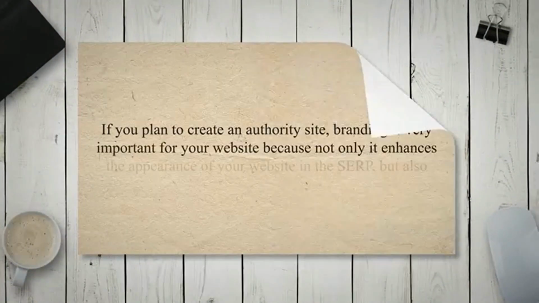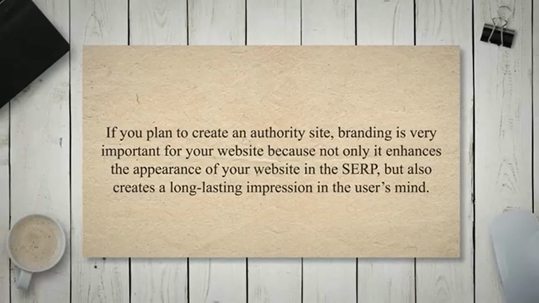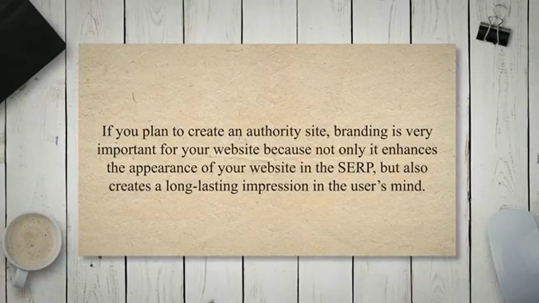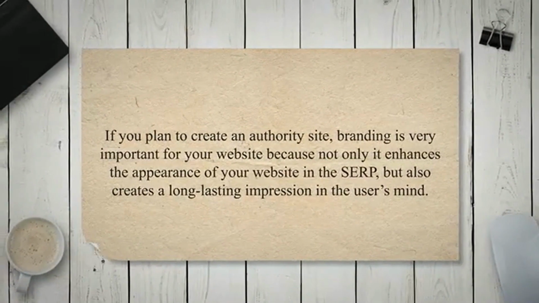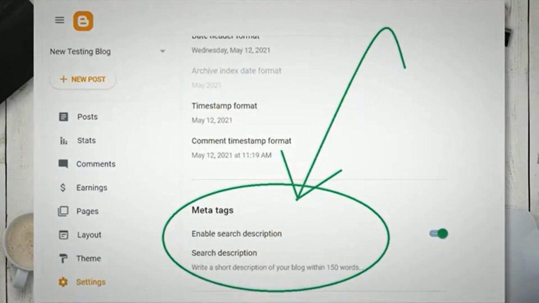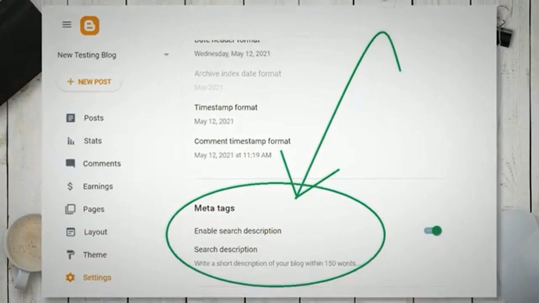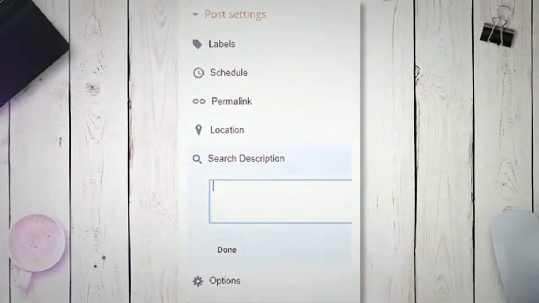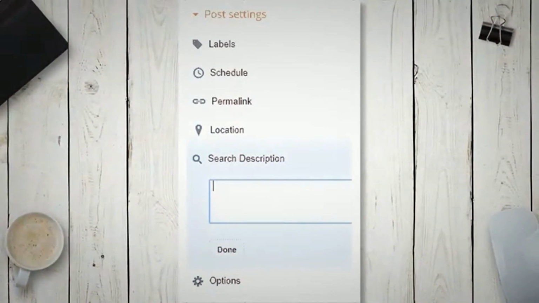If you plan to create an authority site, branding is very important for your website because not only does it enhance the appearance of your website in the SERP, but it also creates a long-lasting impression in the user's mind. Thus, the user always returns to the website when he or she has queries related to the website's niche, becoming a loyal reader. A well-branded website always has social media profiles, a professional logo and a good quality overall website structure and navigation menu.